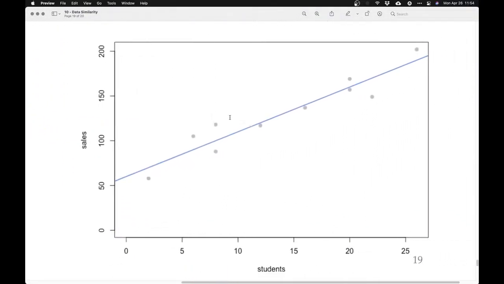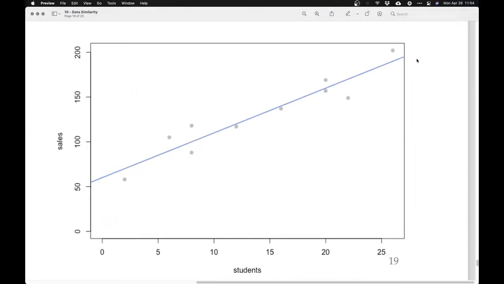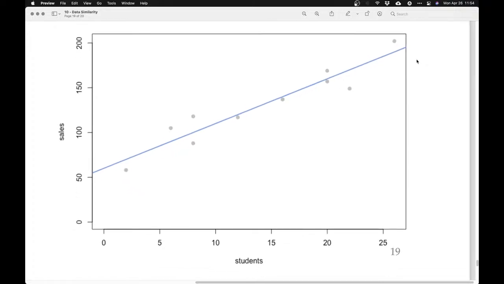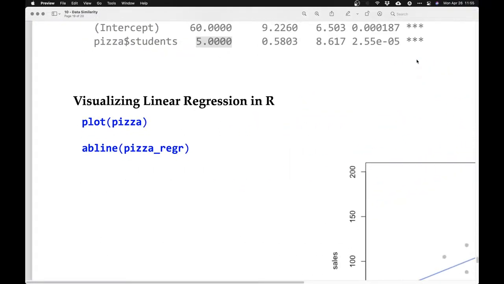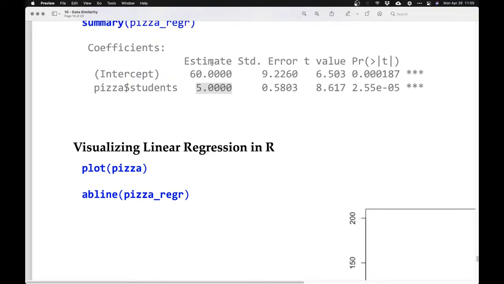Regression effectively tries to draw a line through your data, right? So this is students versus sales, a scatter plot. Regression tries to draw a kind of trend line through your data, and says, here's a line that kind of explains the relationship between these two variables. What do you think the 5.0 here means?